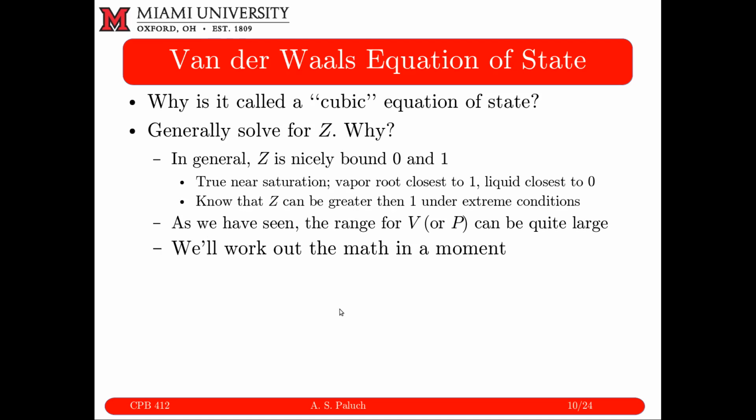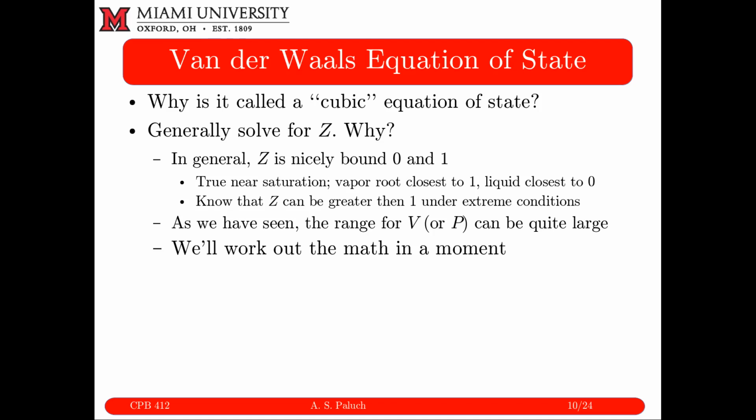So why is it called the cubic equation of state? As we'll see in 2 slides, we can take our equation, which is naturally written to be explicit in P, and rearrange it so it's a cubic equation in Z. Why we like solving for Z as compared to P is that Z is generally bound between 0 and 1. We'll look at a couple of pictures on the next slide. In general, especially near coexistence, Z is bound between 0 and 1. There are some exceptions in extreme cases that we'll look at. On the other hand, if I think about volume or pressure, the range can be quite large.